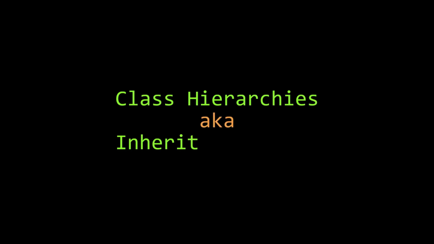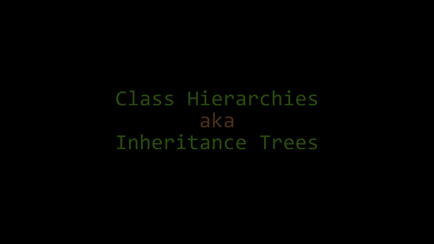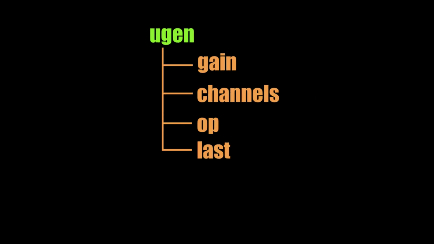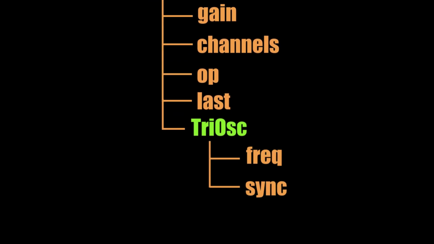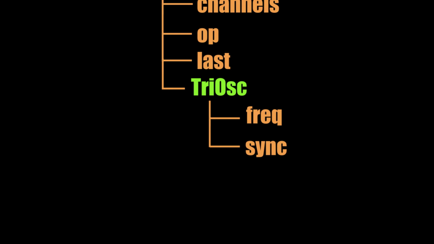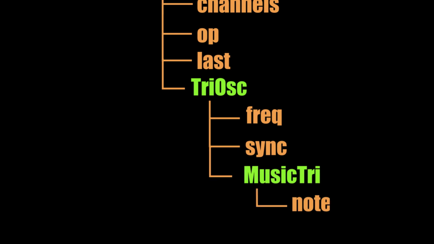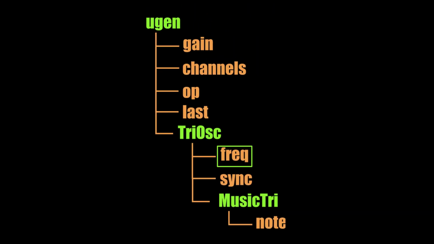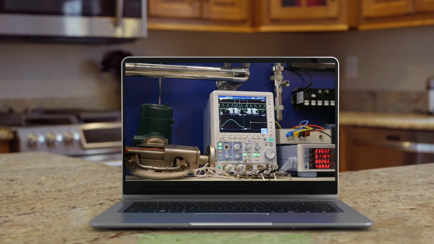And classes can inherit from classes that inherit from other classes, which is what we call a class hierarchy or inheritance tree. In ChucK, all UGens inherit from the UGen class, which provides the gain method, the channels method, the op method, and the last method to all of its subclasses. The next layer down in this particular branch of the inheritance tree is the TryOsc UGen. The TryOsc has the freq method as well as the sync method. It also has its way of generating sound under the hood. Finally, we created a MusicTry that adds the note method. It gets its freq method because it's a TryOsc, and it gets its gain method because a TryOsc is a UGen.